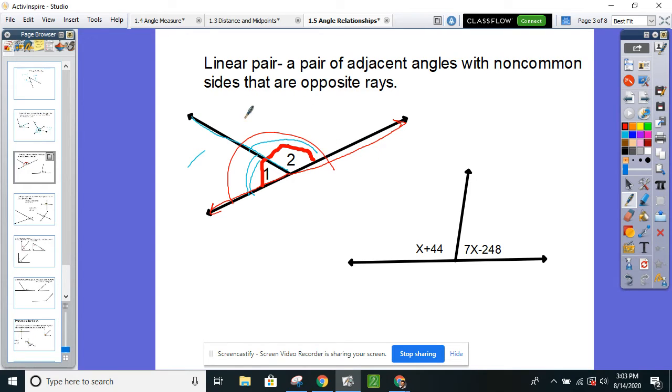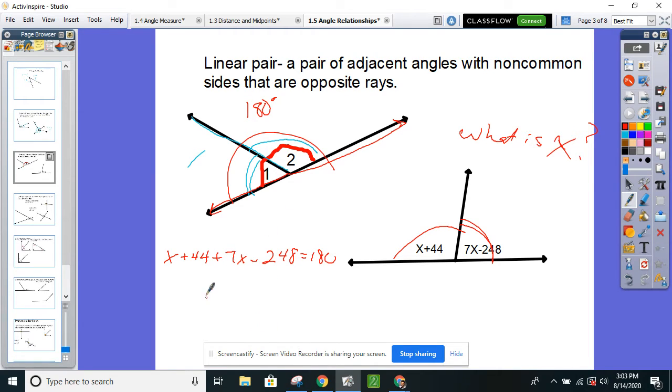How much is that, class? Yes, 180 degrees. If we know that these two angles together are 180 degrees, what is the value of x? How are we going to do that? Well, first things first, we don't know what they are individually right now, but we know that this plus this make 180. So we're going to say x plus 44 plus 7x minus 248 equals 180.